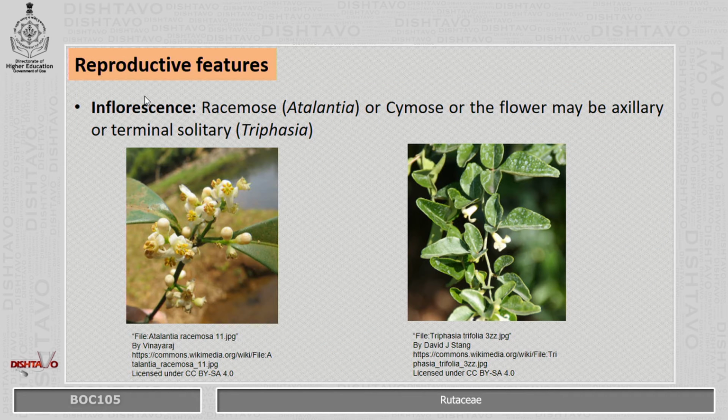Coming to the reproductive features, we start first with the inflorescence. Most of the time the inflorescence is raceme, like in this picture you can see Atalantia racemosa showing the racemose. This is a simple type of racemose or cymose, or the flower may be axillary or terminal, like in this case the Triphasia trifolia, it is showing the solitary type of flower arrangement and mostly at the axils. They are axillary.